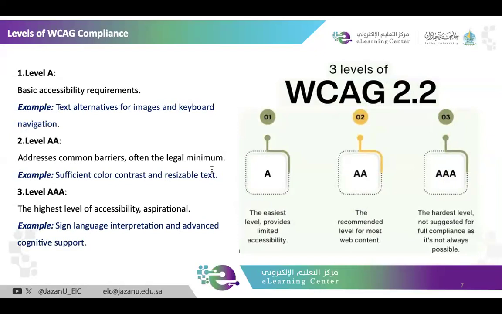So WCAG defines three levels, indicating the degree to which content meets accessibility standards. Level A is the most basic requirements for accessibility. For example, providing text alternatives for non-text content and ensuring content can be navigated with a keyboard.